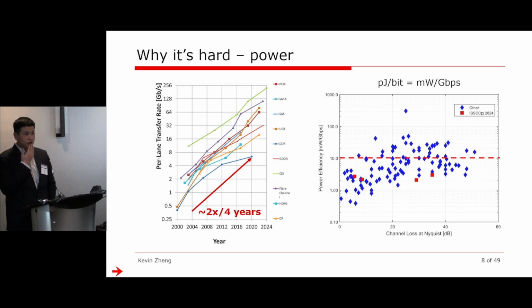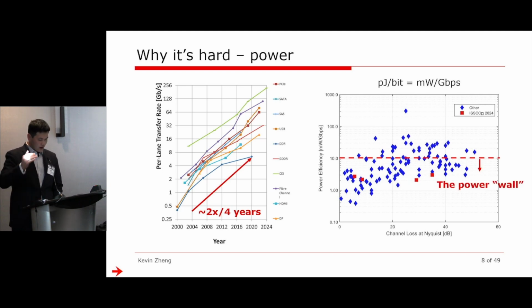In the data center, you cannot burn infinite power. And conventionally, it has been 10 picojoules per bit. That's the magical number. And nowadays, that power wall has been going down significantly. And as you can see, the most recent ones, the red dots, are actually under 5 picojoules per bit. And then big companies are going to keep asking us to keep pushing that number lower and lower, right? So that's where the challenge is.